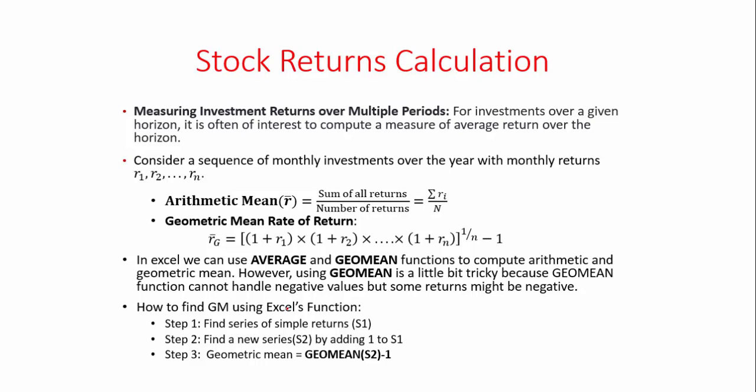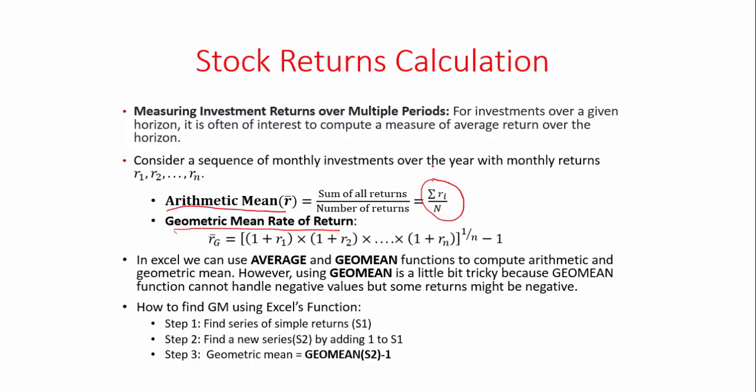Usually the simple return and continuously compounded return are periodic returns, meaning the rate of return from one period to another. It could be daily, weekly, monthly, or yearly. But if you want to measure the stock return over multiple periods, then we usually use either the arithmetic mean or the geometric mean. They are not very new concepts. Basically they come from the stat class that you have taken.